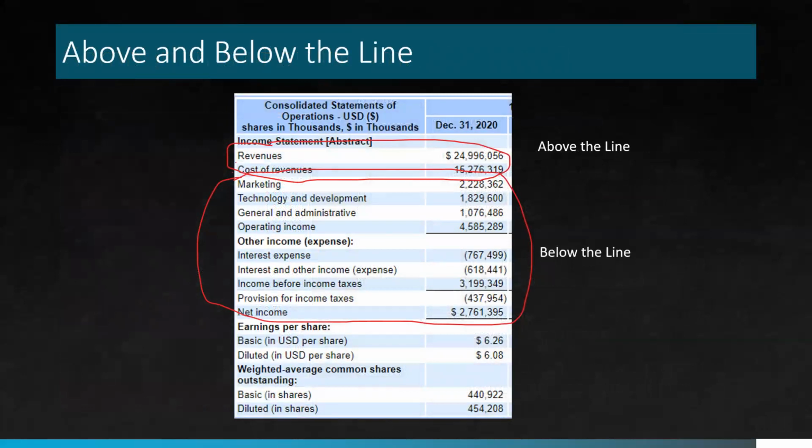So here is a graphical depiction of if you're working in industry and someone says, what's the number above the line and what is the number below the line? Your revenues minus cost of revenues is above the line, and below the line is your net income.